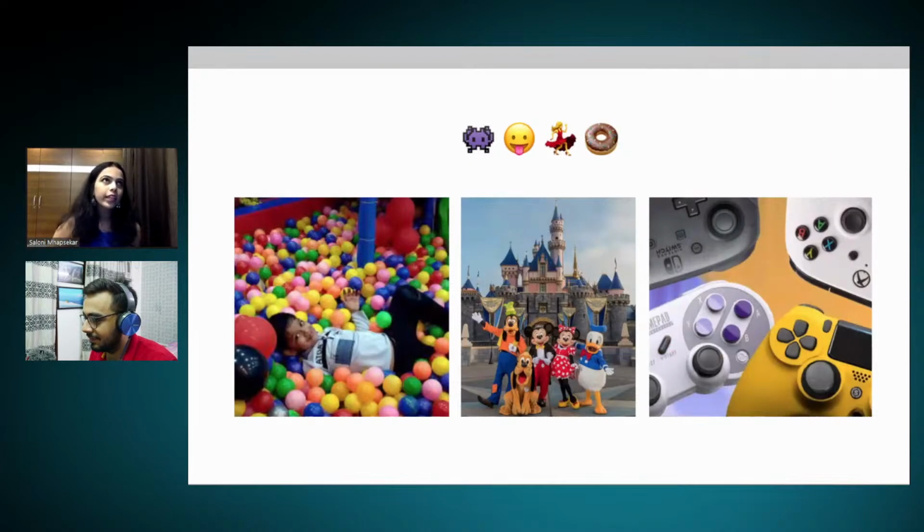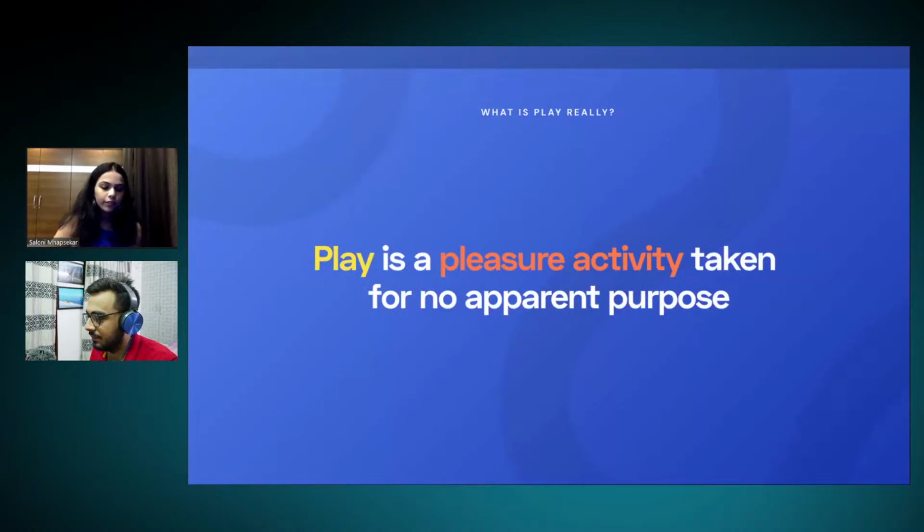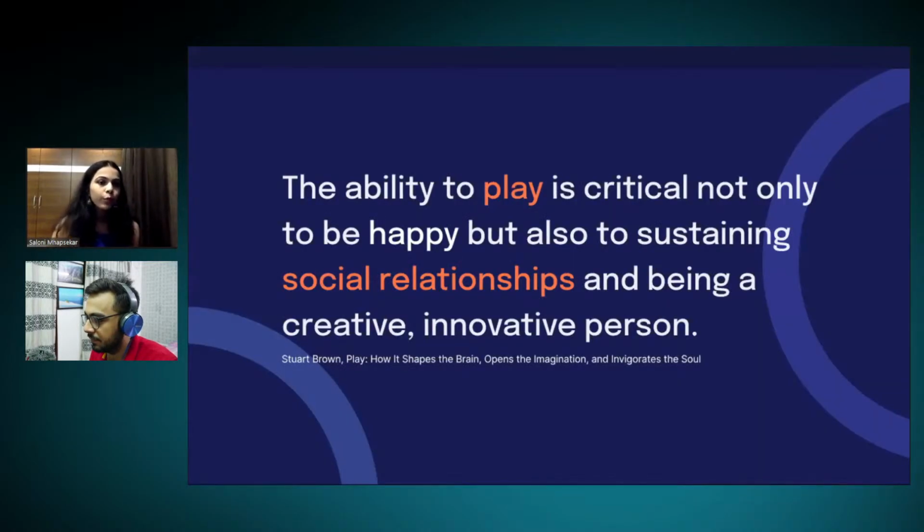So before researching play, I used to think play is basically me in a room filled with colorful objects, or a place like Disney Park, or games quite literally, like Fortnite, Among Us, and whatnot. But after researching and learning about play, I realized that play is a pleasurable activity taken for no apparent reason, and it doesn't always need to be related to games. So I came across this interesting approach by Dr.